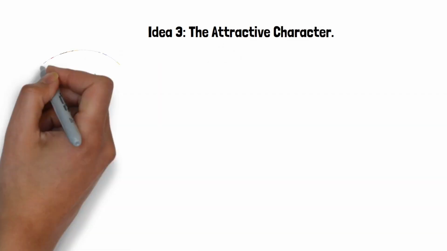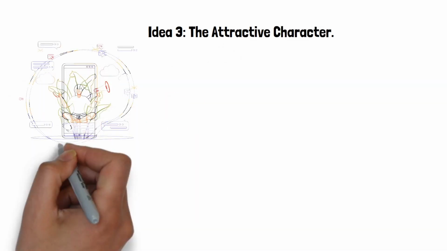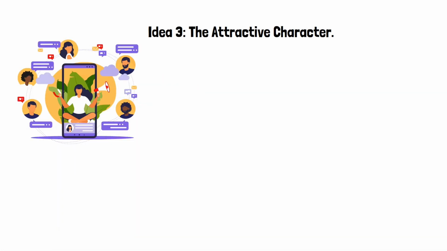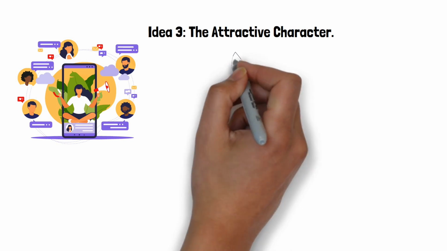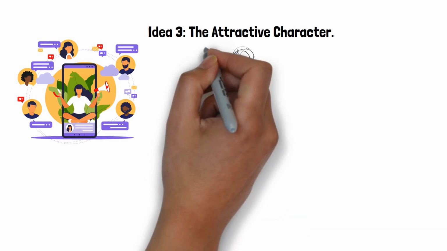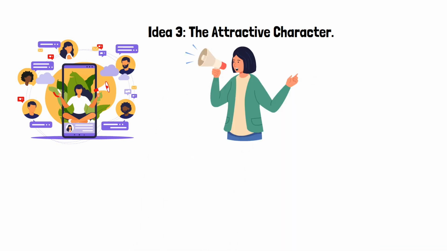Idea 3. The attractive character. The concept of the attractive character is about creating a compelling and relatable persona that people feel connected to in your marketing. Think of it as the face of your brand, someone who represents your values and messages in a way that is interesting and engaging.